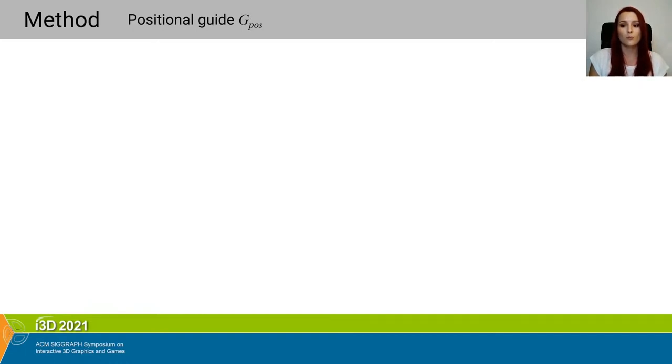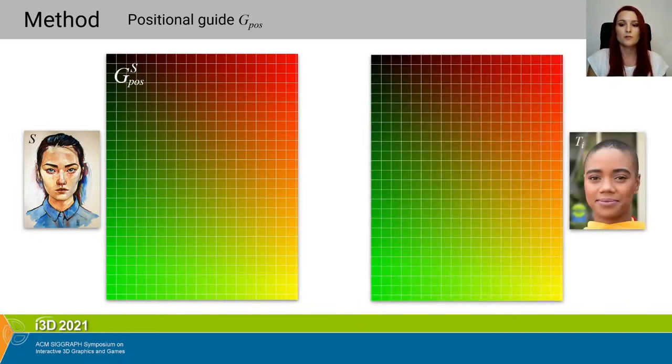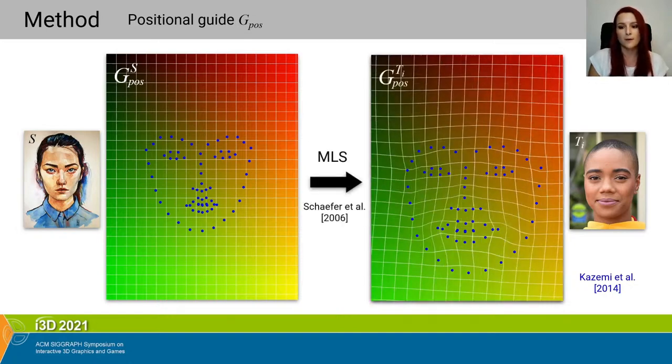The positional guide is a crucial component for ensuring the semantically meaningful style transfer, which means that chunks from the style exemplar are transferred to corresponding locations in the target image. Obtaining the positional guide for the style exemplar is straightforward. All pixels are simply set to a color determined by their coordinates. To create target's positional guide, we detect facial landmarks in style exemplar as well as in the target frame using the method of Kazemi et al. Based on these sets of points, we compute a warping field between the source and target face using the moving least squares method of Schaefer et al. This warped gradient is the desired target's positional guide. Note that the blue points and the white mesh are shown only for illustration purposes.